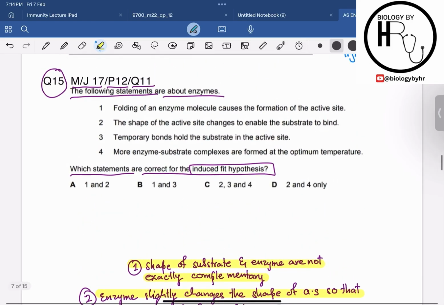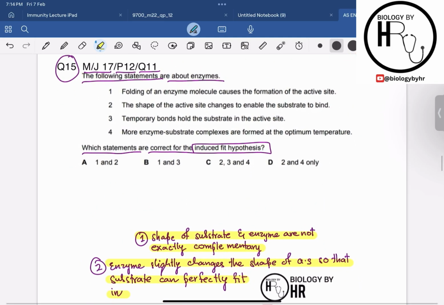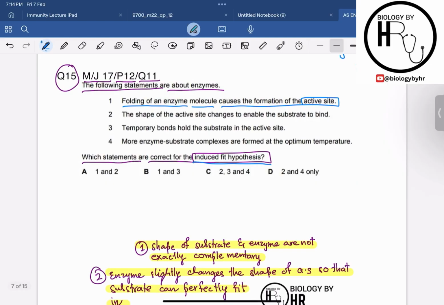So this is basically the induced fit hypothesis, and now we are going to read the statements one by one and identify which statements are correct for the induced fit hypothesis. So let's start discussing it. Statement 1 says that folding of an enzyme molecule causes the formation of the active site. This statement is true, but it is a general property of the enzyme. It is not specific to the induced fit hypothesis which they are asking about in the question. It is just discussing the general property of the enzyme. So we will cross this statement.